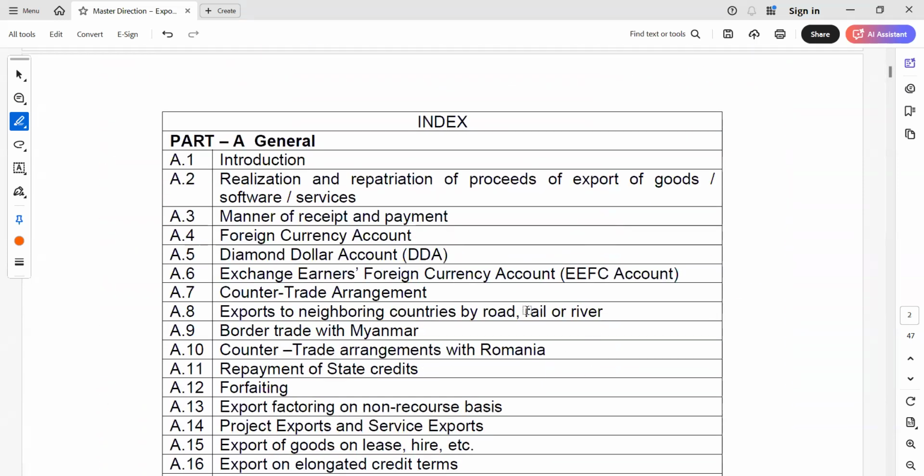So this is the index of what we are going to learn in this. Here you can see these are the important topics: realization and repatriation of export proceeds of goods and services, manner of receipts and payment, foreign currency accounts, EEFC account. So all of these we will be discussing in this video. Many points are there, and these are all very important if you're preparing for the foreign exchange exam and international trade finance. So let's start.